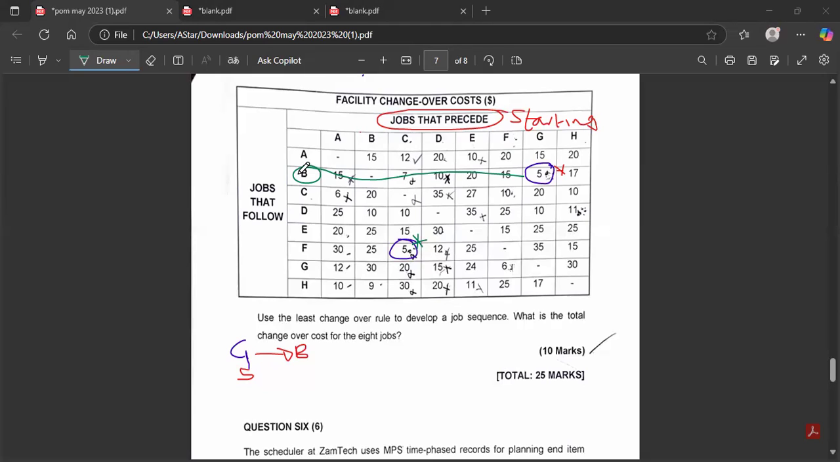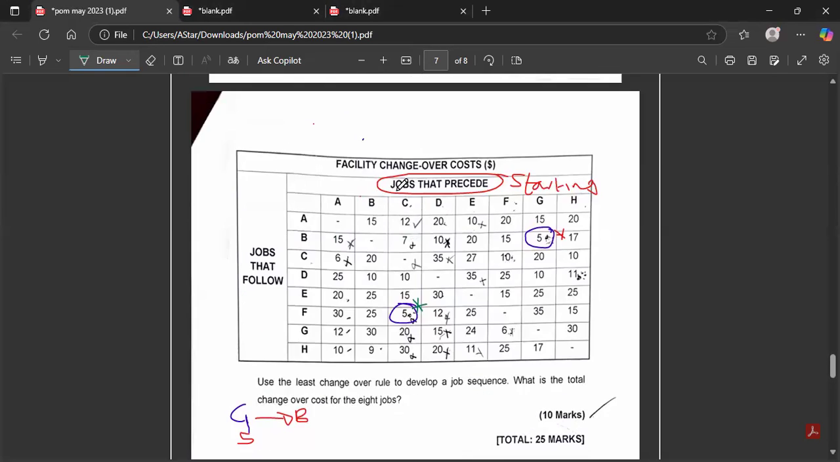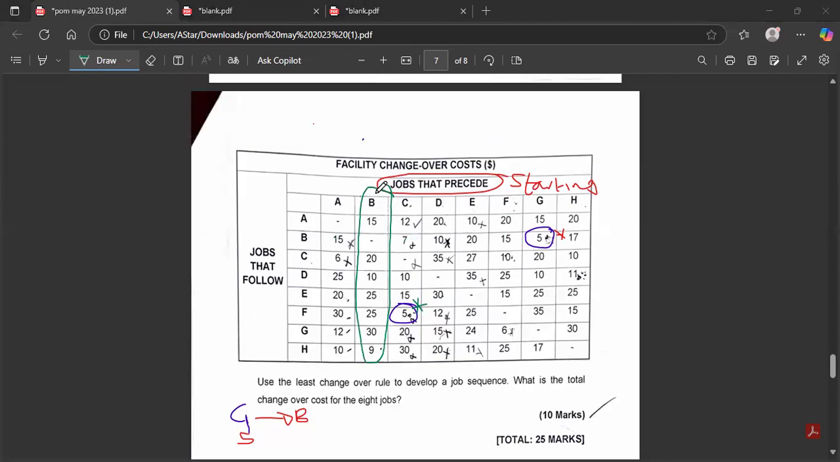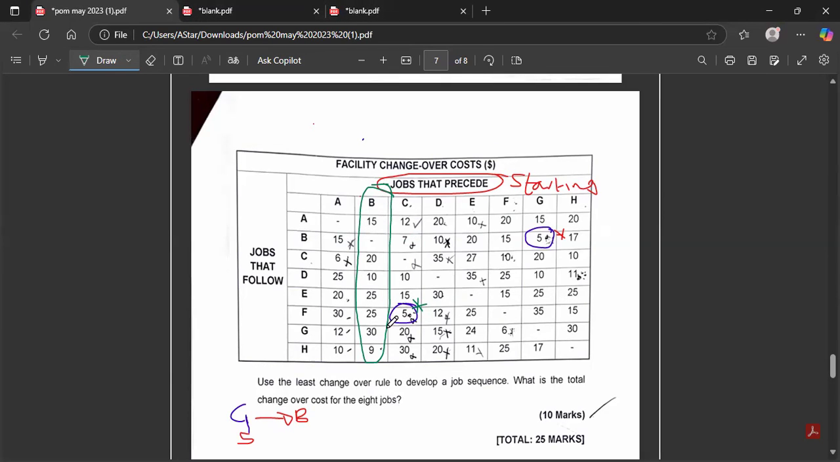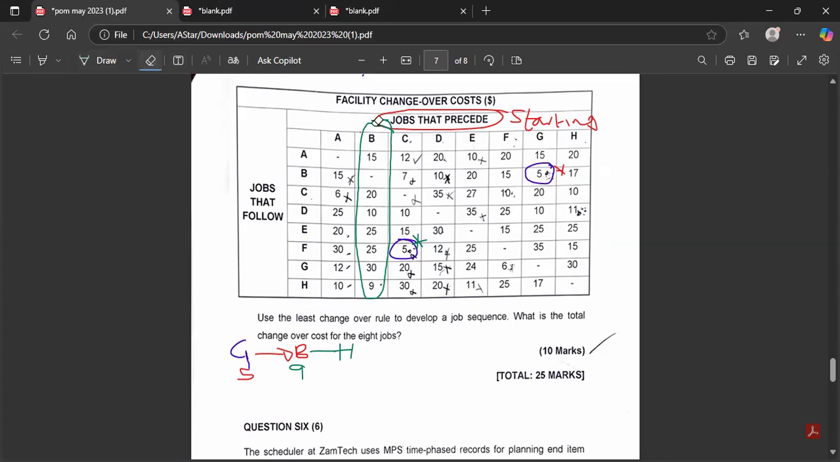Okay, so meaning that when you come to B, B is here. So B will have started here. Let's go for the smallest in B. What's the smallest in B? 9. So 9, you go to H.